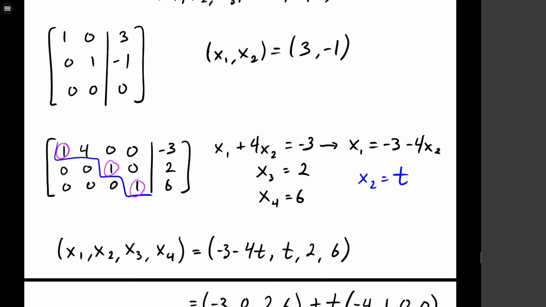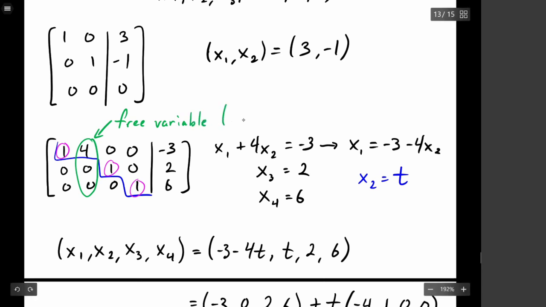The way I like to think of this is any column that doesn't have a leading one, like this. All 3 of these columns have a leading one, but this one doesn't. This tells you that this is where your free variable is. And free variables are the ones we set equal to t or s, etc., depending on how many we have. Usually we start with t, then go to s, and then u. You just use whatever letters you want, really.